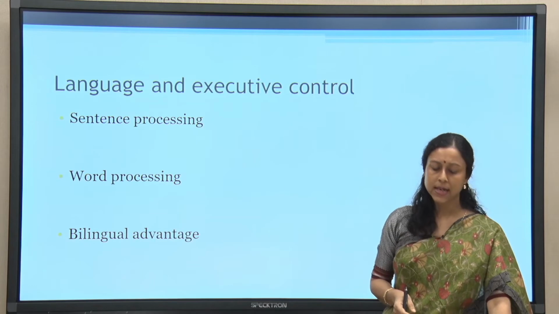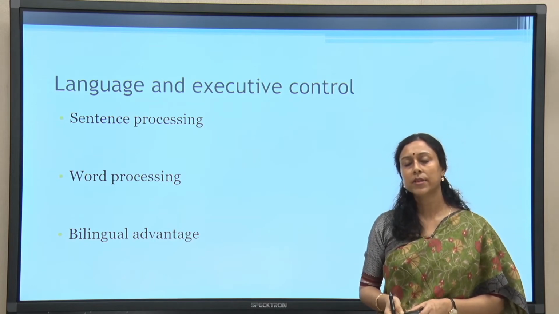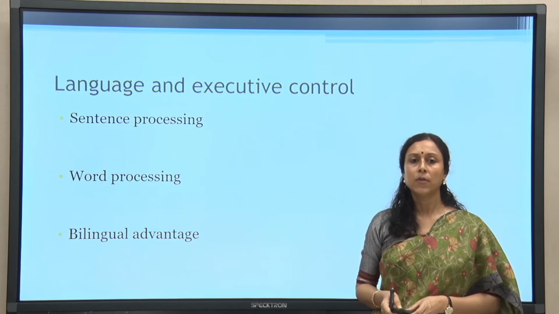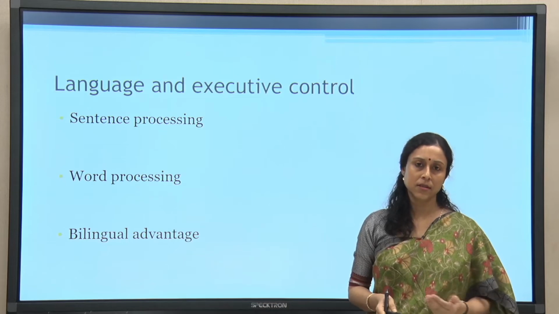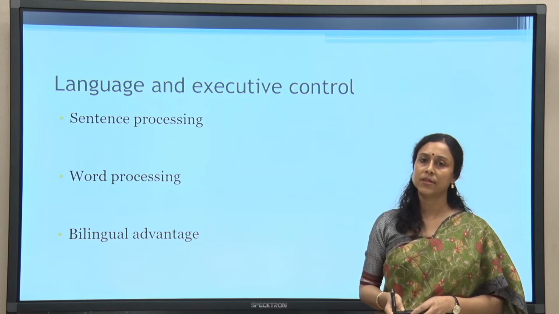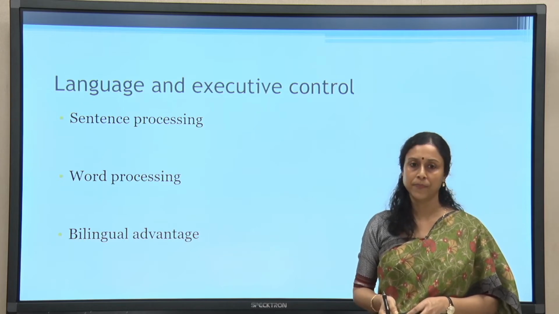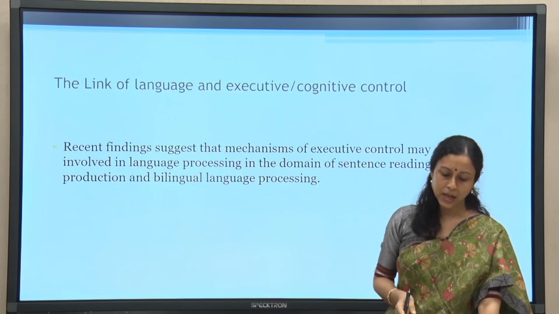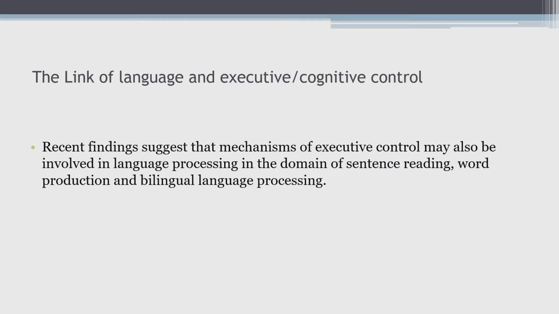Now, when we look at language processing with respect to executive control, we will take various types within that. So, we will start with sentence processing, word processing, bilingual advantage and so on. So, let us start. The language and executive control link has been established by a great number of research outputs, primarily from neuroscientific experiments.